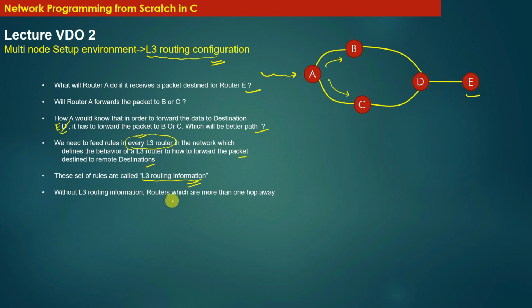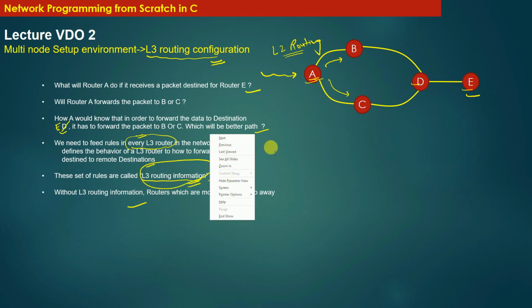Without L3 routing information, routers which are more than one hop away cannot talk to each other. That is, if you do not feed this L3 routing information, router A cannot talk to router D, and router A cannot talk to router E, because both D and E are more than one hop away from router A. Whereas machines which are directly connected can always talk to each other via L2 routing. There is no need for L3 routing. This is the reason that directly connected machines can talk to each other without these L3 rules. It will be more clear when we learn L2 routing and L3 routing in detail, but for now our aim is to understand what L3 routing information is.